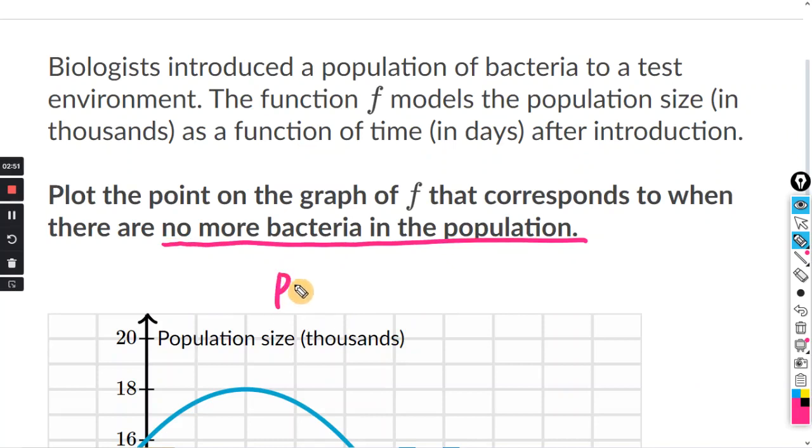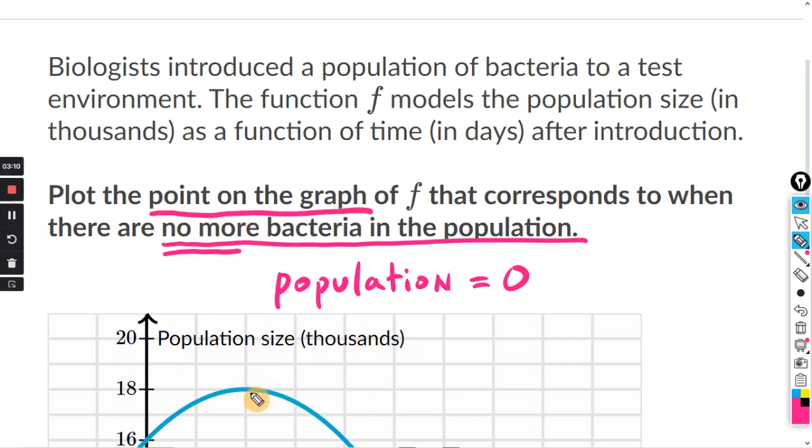means that the population equals 0. Okay, because they said no more, when there's no more bacteria left. And just like the first question, they want you to plot that point on the graph. All right, so let's look at the graph and find the population where it's 0.